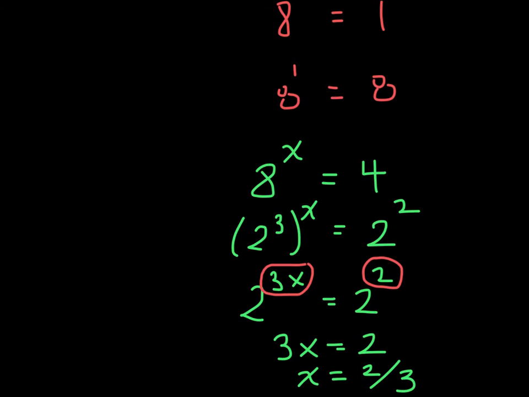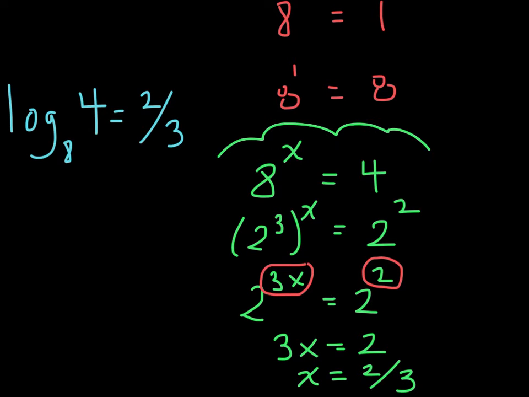Remember what x is? X is that exponent I was looking for. X is the exponent to which you raise 8 to get 4. All right, cool. Then this is my final answer over here. Log base 8 of 4 is 2/3. 2/3 is the exponent to which you raise 8 to get 4. Cool deal. I really want you to pay close attention to this approach, guys, right here in your notes.